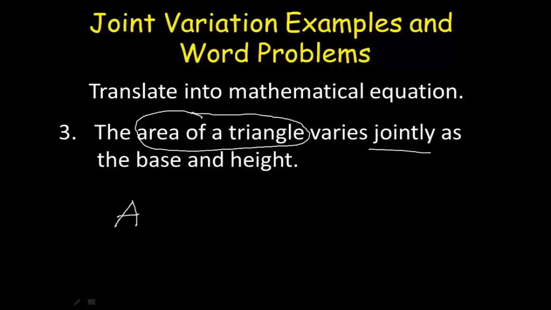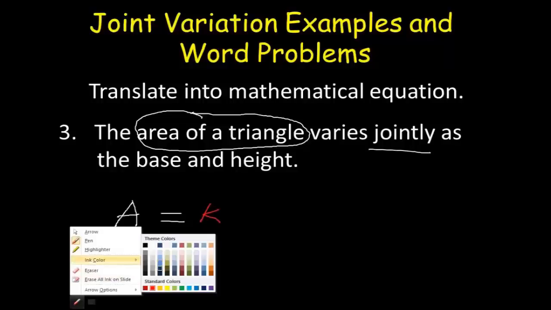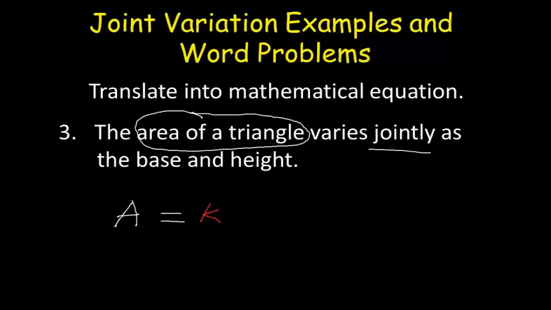So A is equal to, again, do not forget the constant of variation, that is letter K. So K will be multiplied by the two variables that vary with the area of the triangle. The two variables that vary, we have the base, which will be represented by the letter B, and the height, which is letter H. Our mathematical equation now is A is equal to K times B times H.